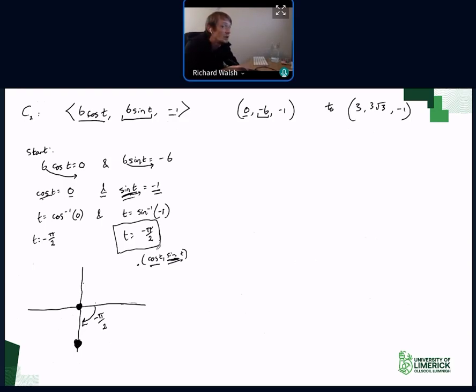And now we need the end parameter value. So for the end, I want 6 cos of t to equal 3. Cos of t to equal 3. And I want 6 sin of t to equal 3 root 3.